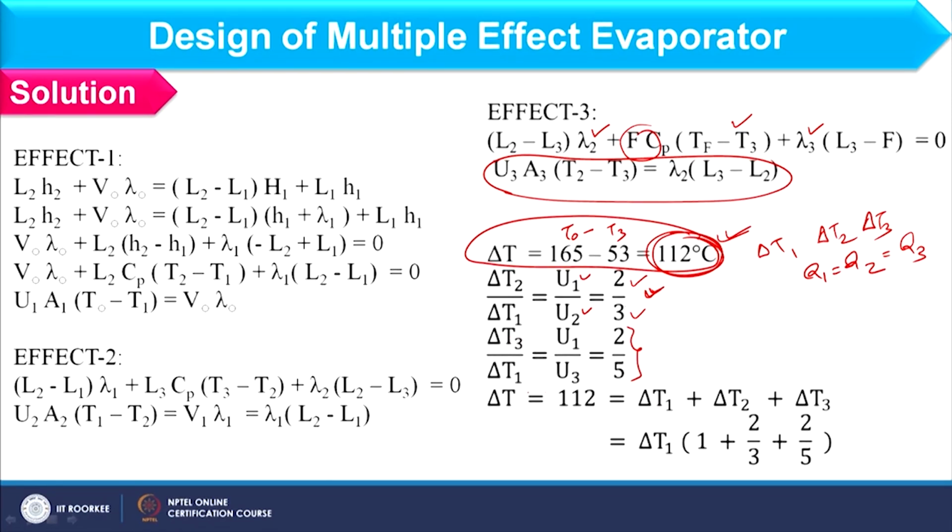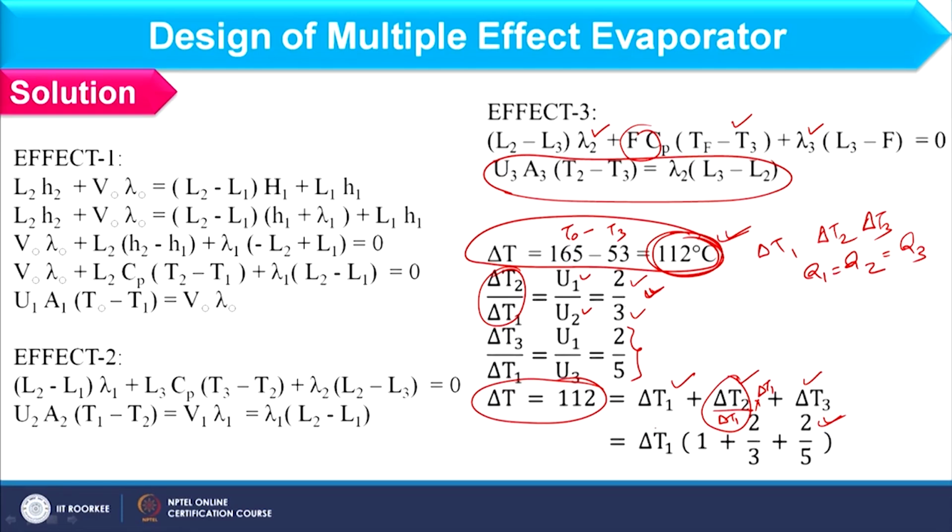Okay. So, when I consider total driving force, that should be equal to delta T1 plus delta T2 plus delta T3. Okay. And further we can consider this as delta T1 multiplied by a factor. So, this value is usually known to me, and that I consider as 2 by 3 and similarly 2 by 5.